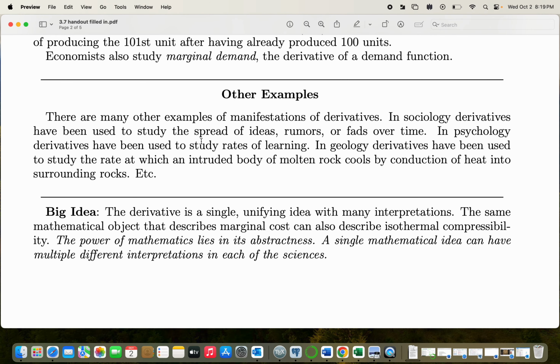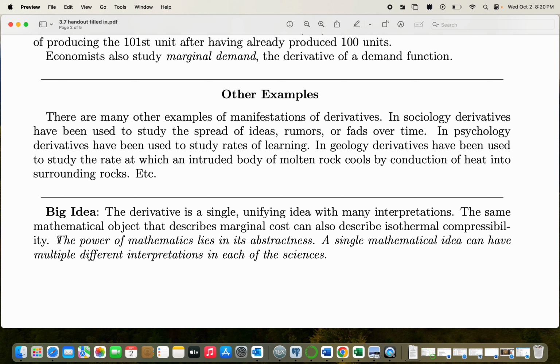There are many other things I could list here. At some point there's diminishing returns, but you could think about the spread of ideas. Are ideas increasing in popularity or not? There's a rate of change there. In psychology, people have studied the rates of learning things. In geology, there's a rate at which an intruded body of molten rock cools by conduction of heat in the surrounding rocks. Geologists have a technical term for that I didn't bother to look up, and so on. There are just so many things where you might want to measure how something is changing, a rate of change, and a derivative can do that for you. That unifies all of these topics.